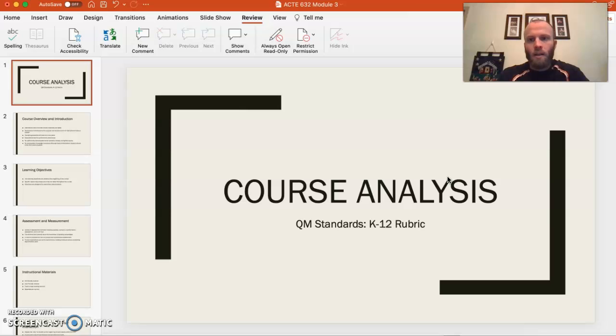I taught to my science classes. So as I go through this, I'll be using the QM Standards K-12 rubric that was provided for us.